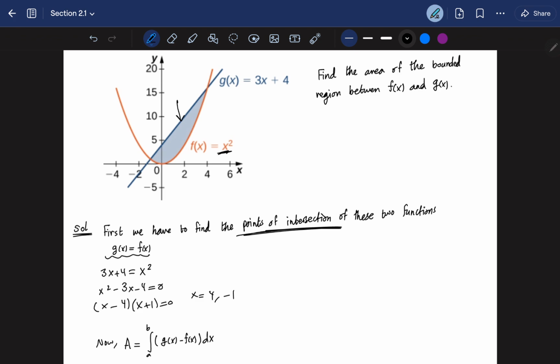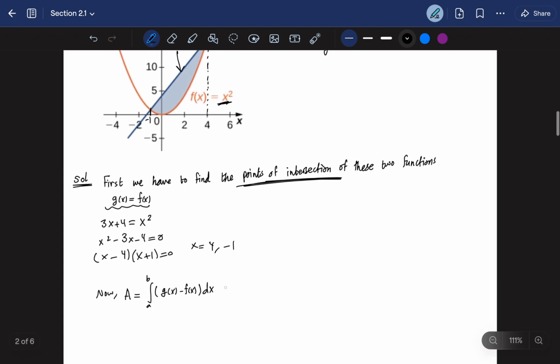So these would be my bounds for the integral, because here, this is the start of the region R, and here, it's the end of the region R. So sometimes you can easily identify them from the graph. So if you can easily find the bounds from the graph, you don't need to find the points of intersection.